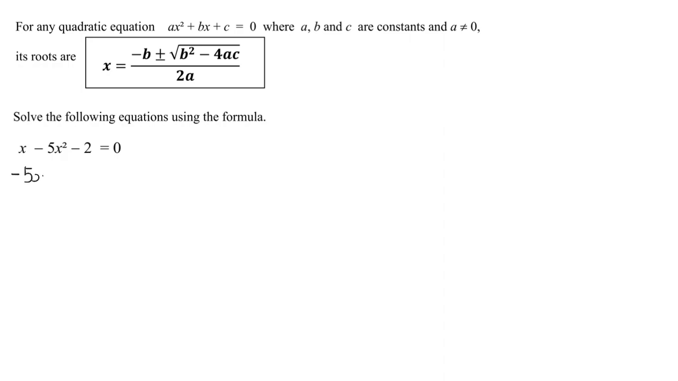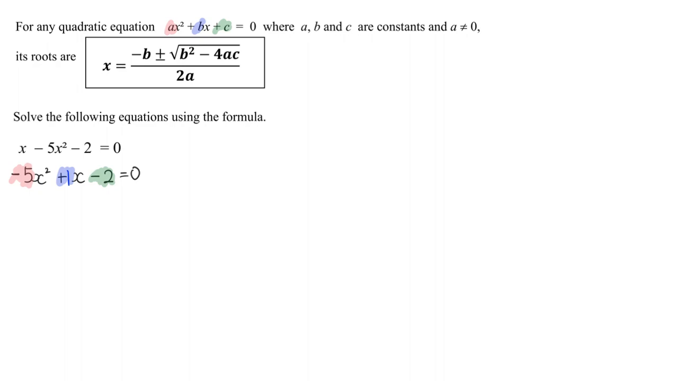Negative 5x squared, positive x, negative 2 equals to 0. And this will allow me to be able to identify the correct value for my a, which is the coefficient of x squared, b, which is the coefficient of x. In this case, it will be 1. And the constant c, which is negative 2 in this case.